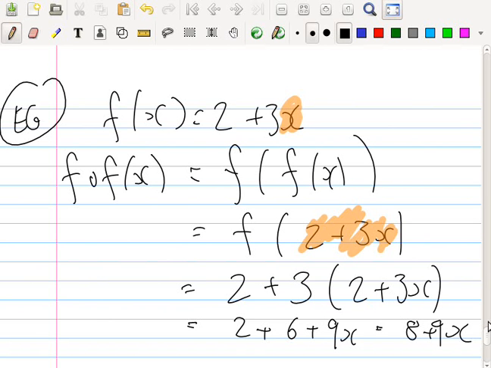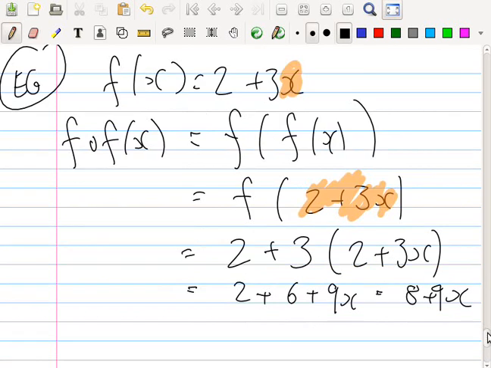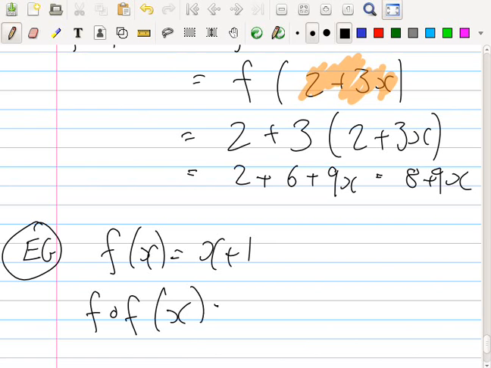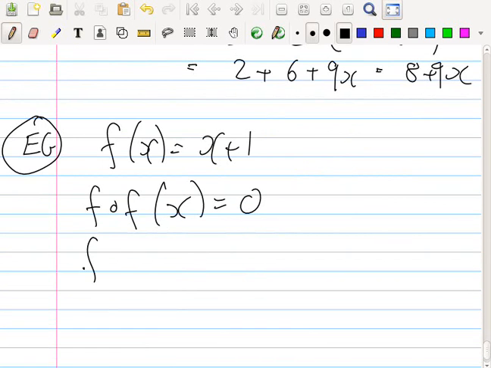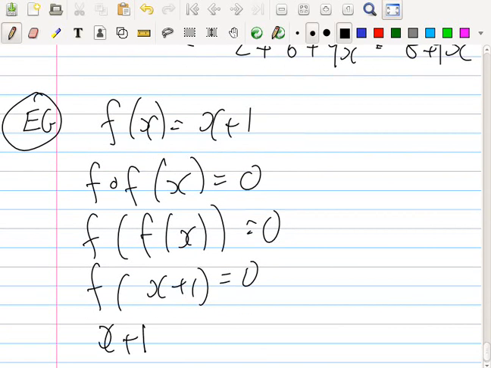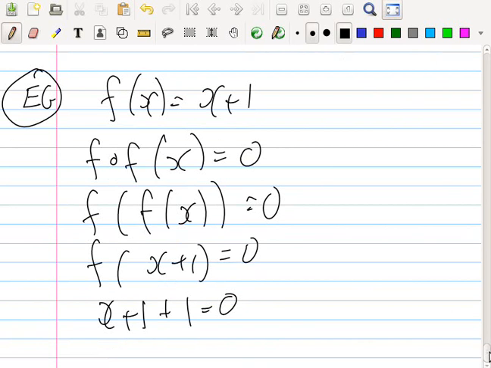Next example. So in the next one, I tell you f(x) equals x plus 1, and I ask you to solve this. So same deal. f of f of x equals 0. f of x plus 1 equals 0. And then when x plus 1 goes into f, what will we get there? x plus 1. What's next? Plus 1, yeah, equals 0. So then you get x plus 2 equals 0. Therefore, x is equal to minus 2.